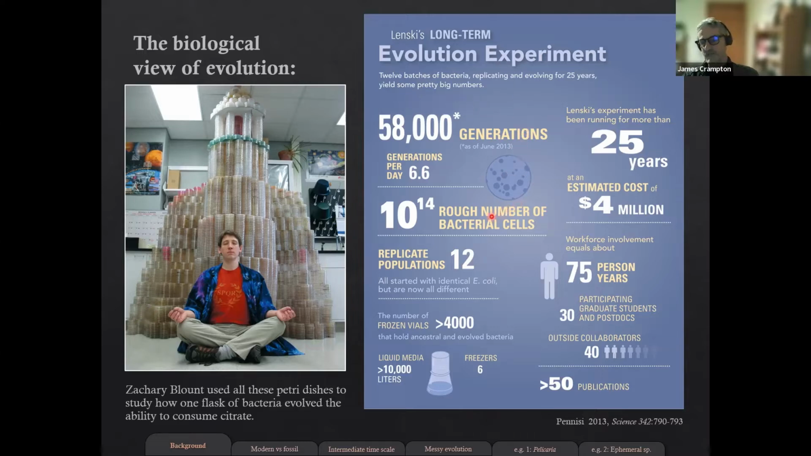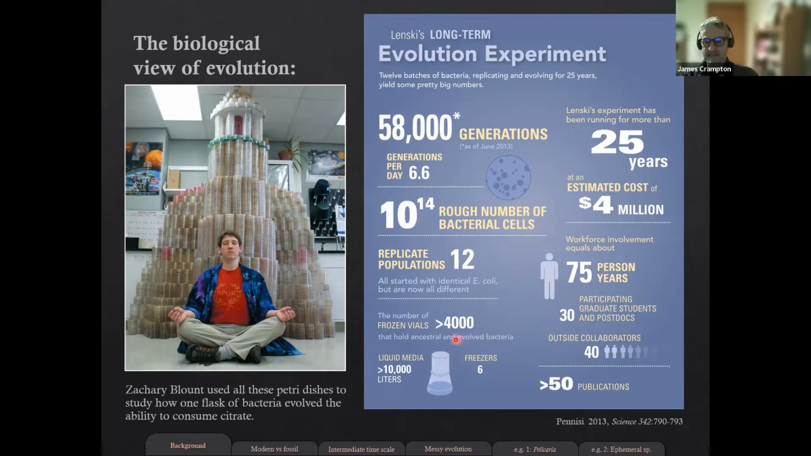And here, and this is now somewhat out of date, these are figures from 2013, and the experiments have kept running since then. So these numbers would all be a lot larger, but 58,000 generations. It was running for 25 years, etc. You can read that, a very large number of bacterial cells.